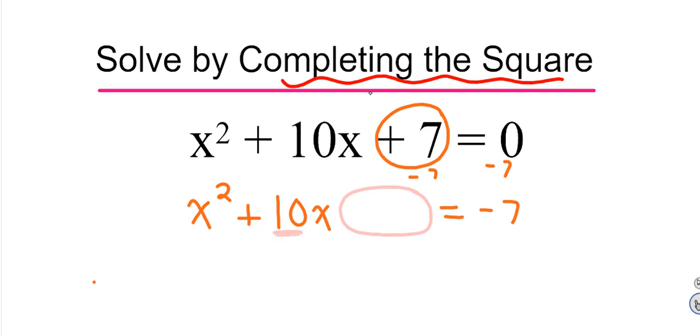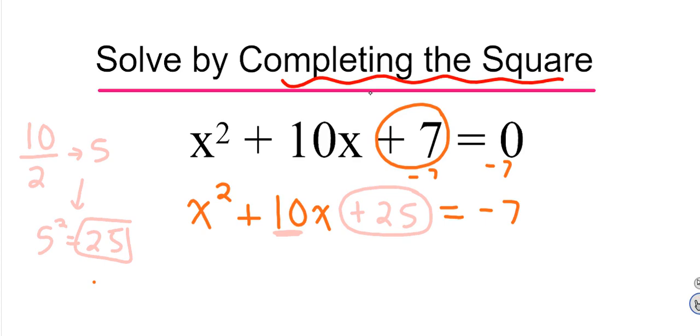We're going to say 10. We're going to do some work on you. We're going to say 10, and then we're going to divide it by 2. So 10 divided by 2, that's 5. And then we're going to take 5 and we're going to square it. It's like it goes through this machine, and then that's what we're going to put. We're going to put a plus 25 right in there.